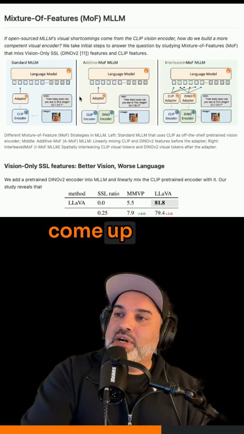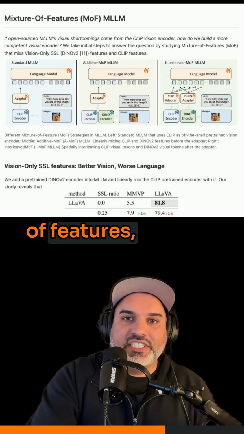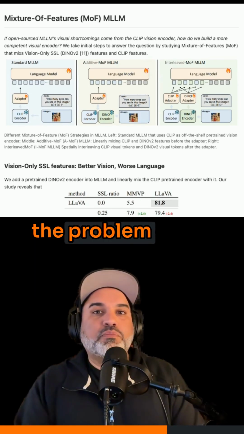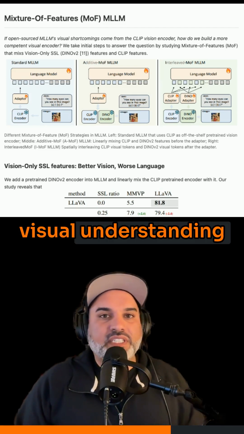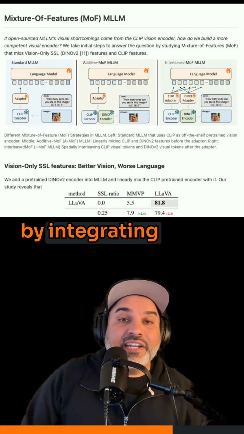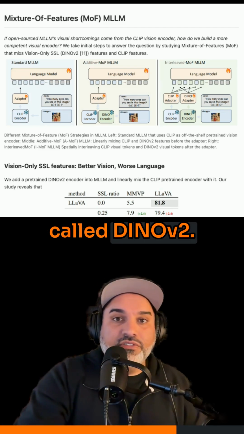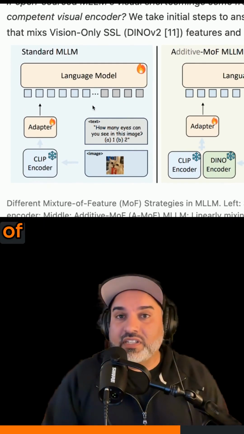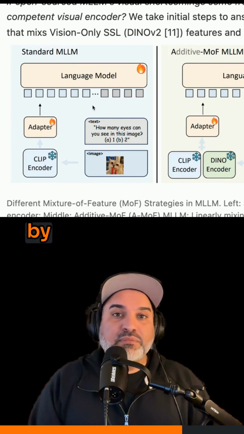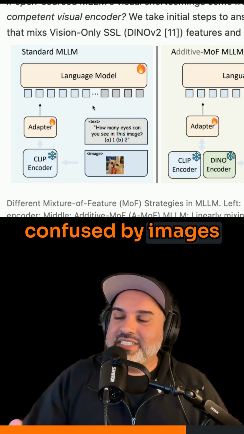From here, they come up with a proposed solution. The proposed solution is called a mixture of features, and this is meant to address the problem of the CLIP blind pairs. The method here is trying to improve the visual understanding of multimodal models by integrating better visual representations from another model called DINOv2. The current methods use CLIP, which is the visual part of these models. It's trying to understand images by comparing them to text descriptions. However, it can get confused by images that it thinks are similar.